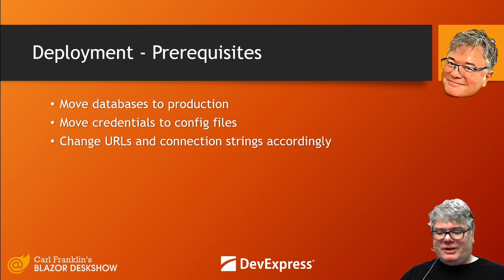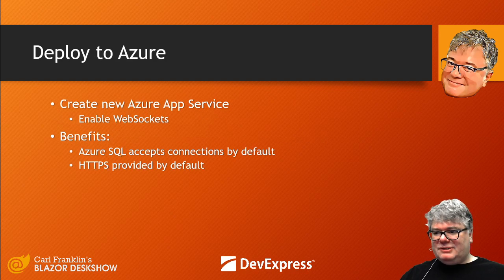So just a couple of notes here. If you're going to deploy to Azure, you need to enable WebSockets on the app service configuration. This is Blazor server now. Blazor client, you don't have to do any of that.